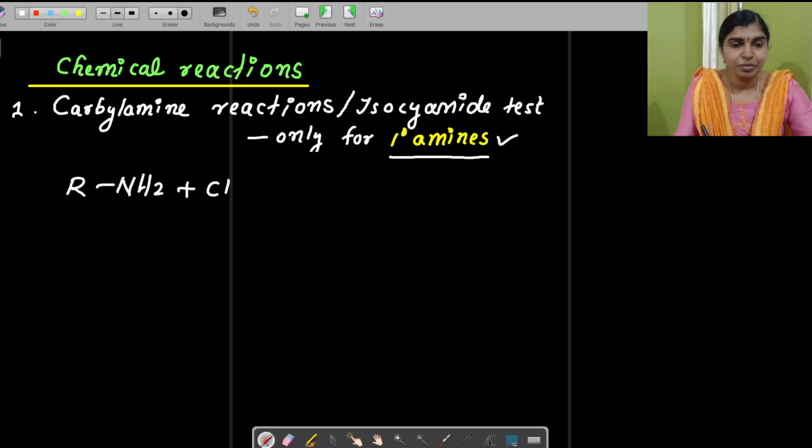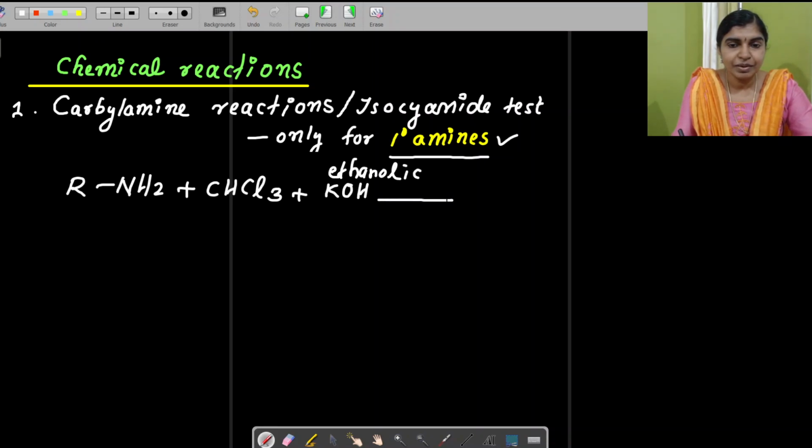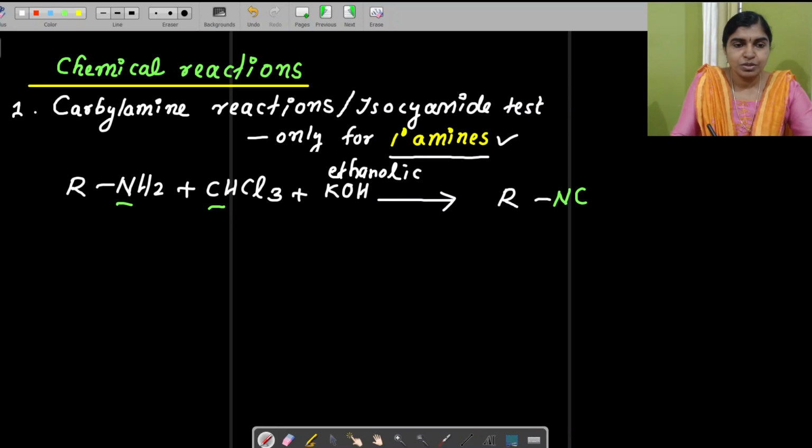That is trichloromethane, with ethanolic KOH. What is meant by ethanolic KOH? That is KOH mixed with ethanol. You can see the product like this. Here from this part the carbon and from this part the nitrogen join together forming the functional group NC, that is isocyanide, along with the alkyl group. So this part is changed to RNC.